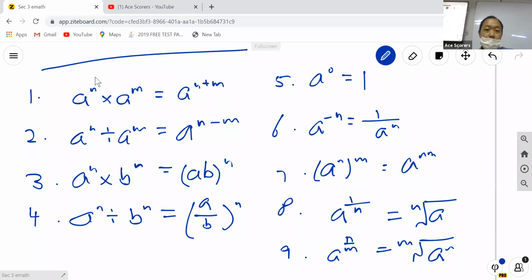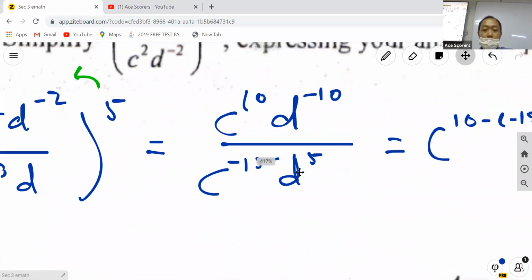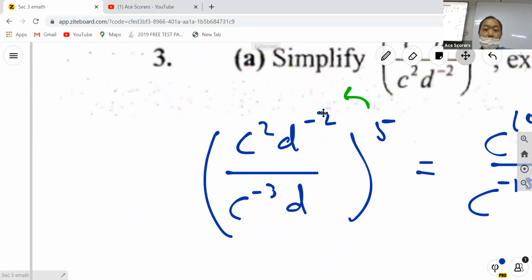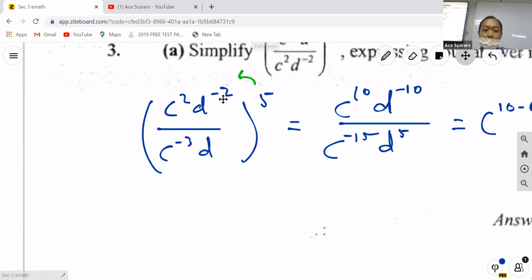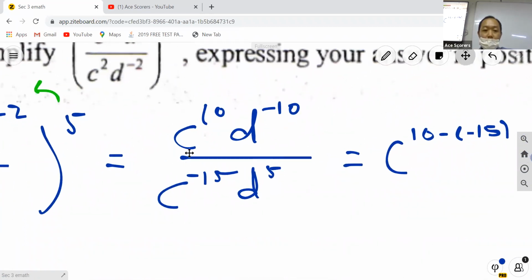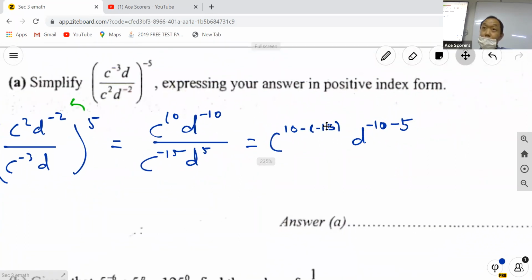Once you know these rules, it becomes much easier to do this question. Let's look at the first one. This is a power rule: something to the power of something, then the whole thing to the power of another thing. That is rule number 7. Power means just multiply inside. So we multiply everything in. Then we have same base, different power, so you divide, and when you divide, you minus the power. So c to the power 10 minus negative 15 becomes 25. So it is c to the power 25.